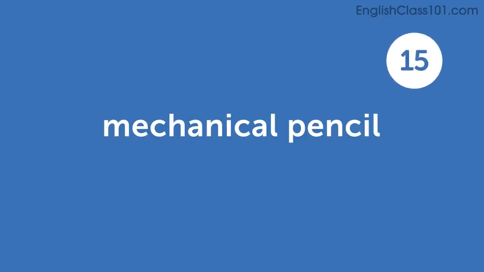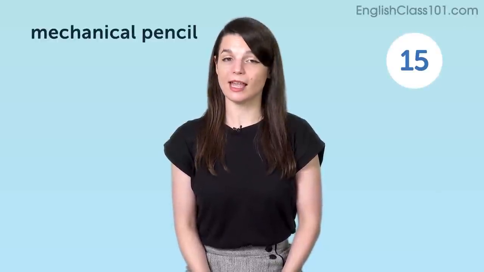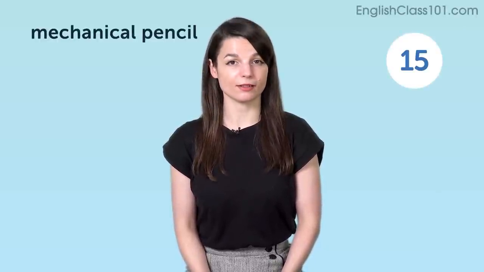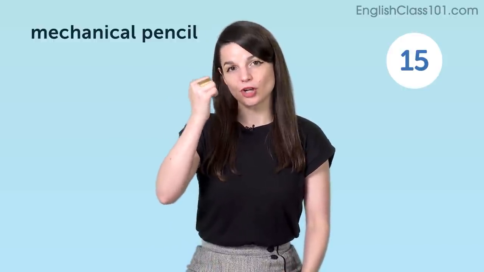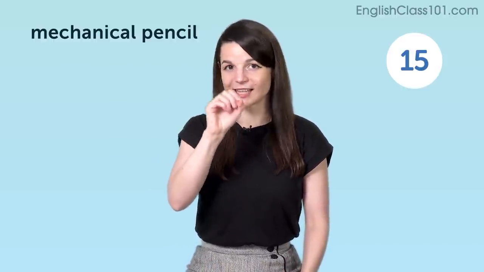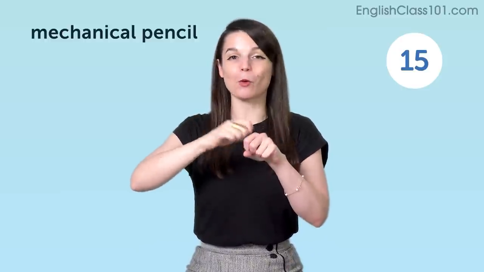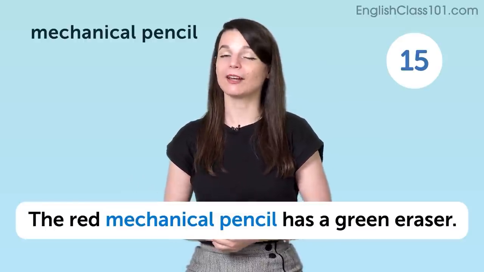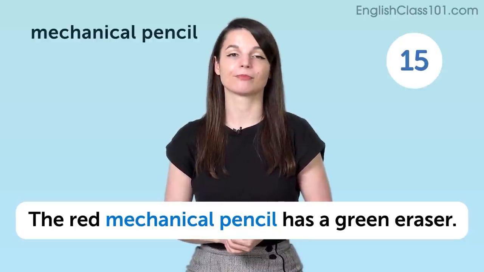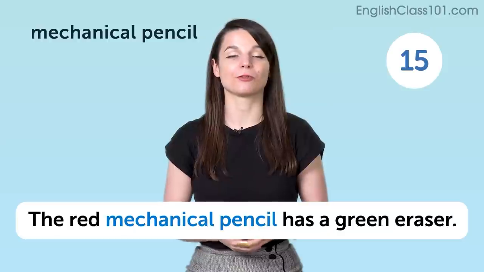Mechanical pencil. A mechanical pencil is a type of pencil that you can push on to get more lead. Lead is the material that we use with pencils. A mechanical one does not require sharpening at all. The red mechanical pencil has a green eraser.